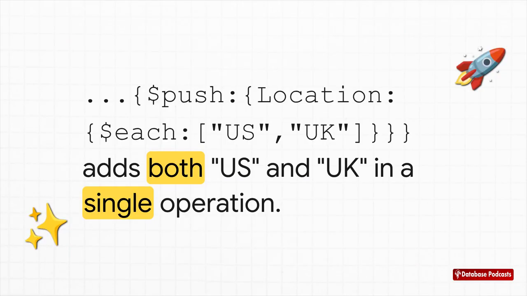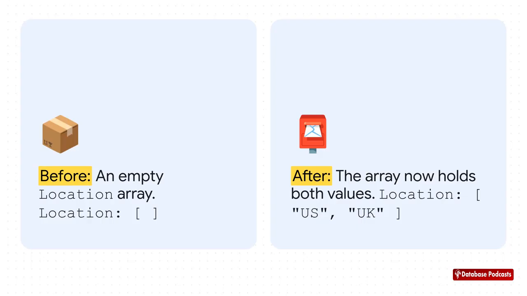Check out the structure here. We still use $push on the location field, but inside of that, we nest the $each modifier, and right after that, we provide an array with all the values we want to add, in this case, US and UK. And there you have it. We started with an empty location array for Smith, and in one single atomic operation, we've added both locations. This is just incredibly useful for any kind of bulk update.